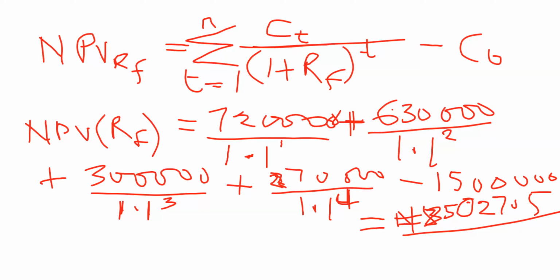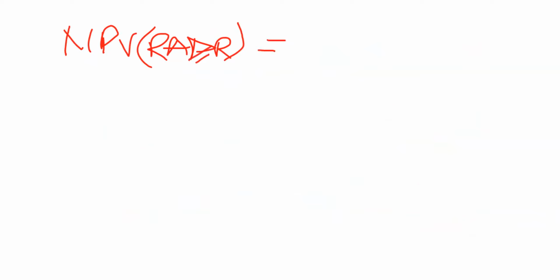Good. So now we repeat almost the same thing, but just in a different way. This one is now the RADR, risk-adjusted discount rate. Our formula will not change. It's now going to be 720,000, right? Yes, sir. All over our RA, which will now be 17%. Agreed? Yes.